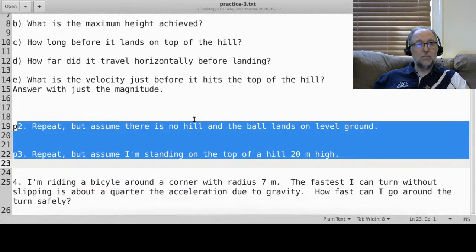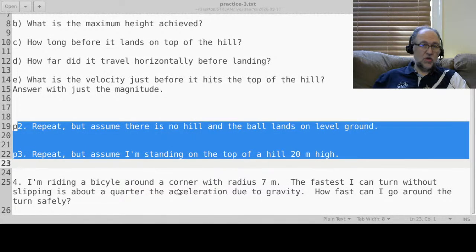Okay, and then the last problem is really fast. It's on uniform circular motion. I'm just on a bicycle going around a corner. Most of these uniform circular motion problems are fairly straightforward. There's not much that you can do with them. So we'll do that one last.